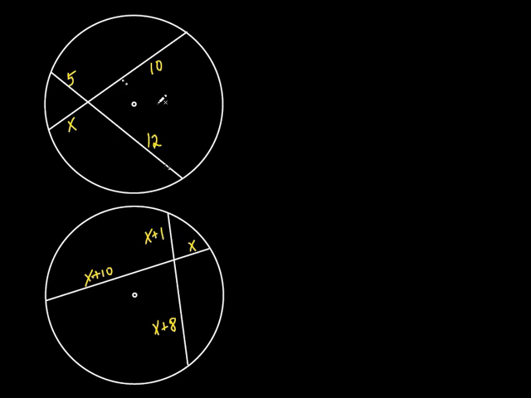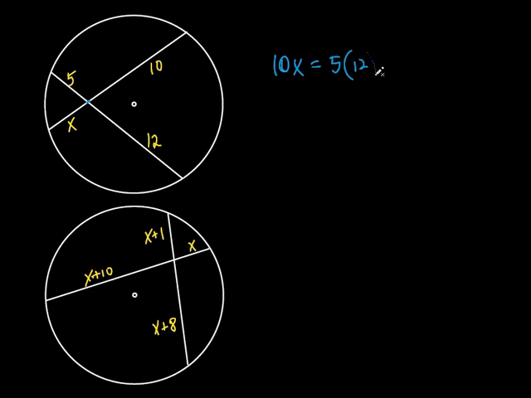This one's a little bit easier than this one, so let's do this one right here first. You've got two chords intersecting inside the circle, and they're broken up into their segments. And so the products of the segments are equal to each other. So let's multiply these two segments together. I've got x and I've got 10. I multiply them together, that's 10x. That should equal the product of these two segments, 5 times 12.